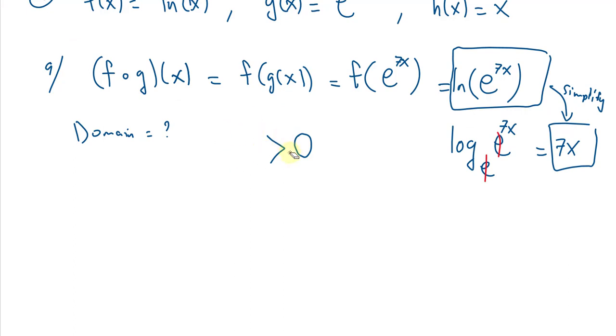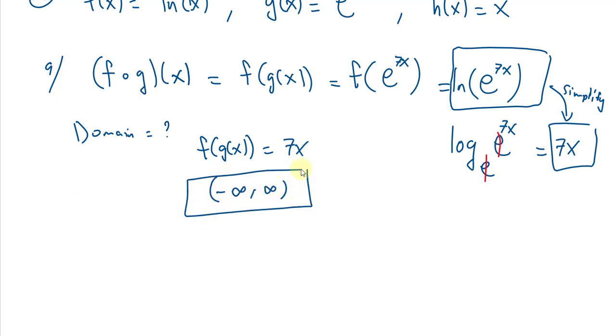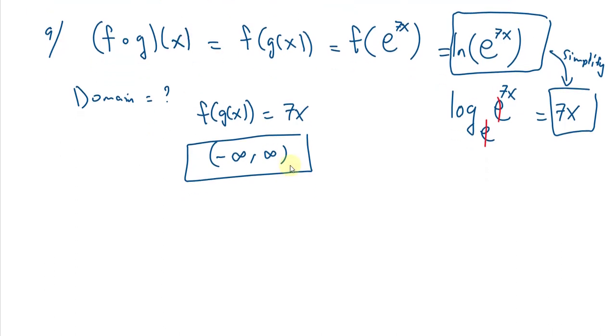And if that is the case, what is the domain of f of g of x equal to 7x? 7x is a linear function, and the domain for any linear function is minus infinity to infinity. So that is how you find the composite function and the domain.